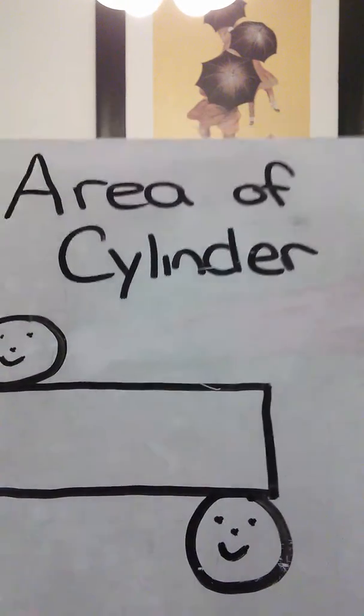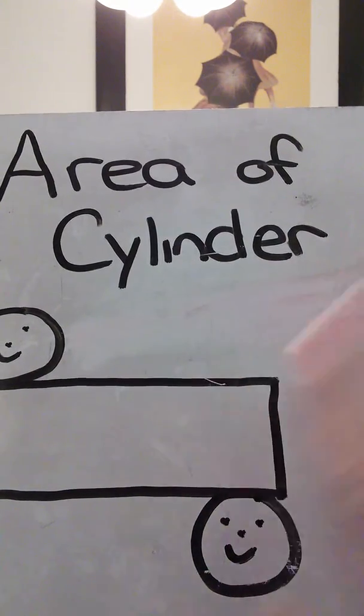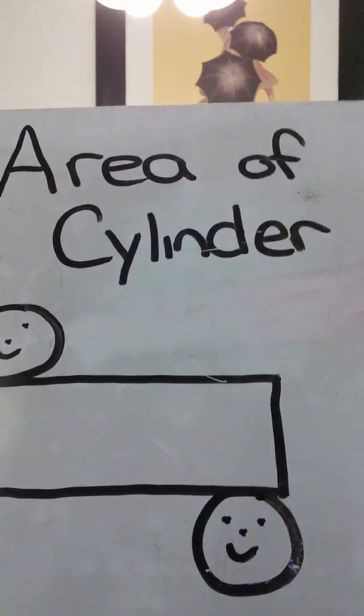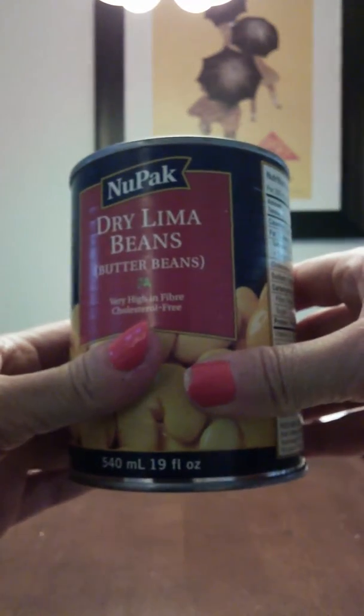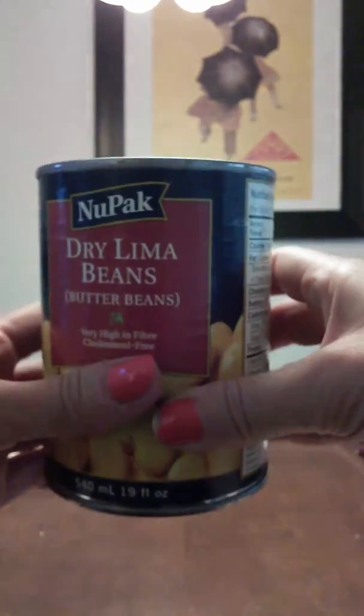Today we are going to be doing a quick lesson on the area of a cylinder, and I'm going to prove to you why the area of the cylinder is the way it is. So, in order to do that, I need to bring out my trusty can of beans. So we got some dry lima beans here. Good for the heart.